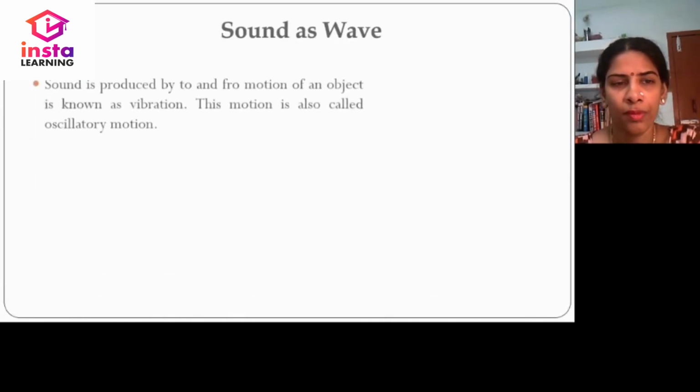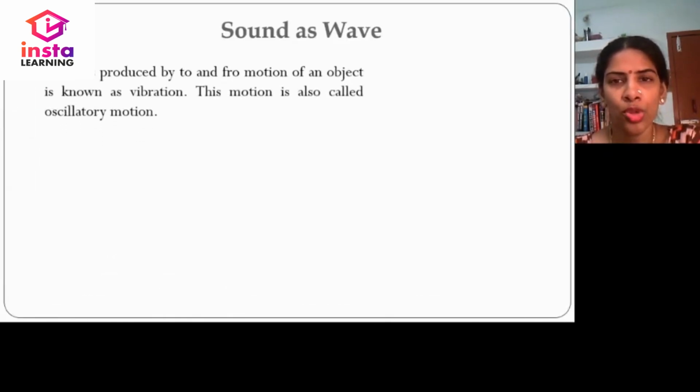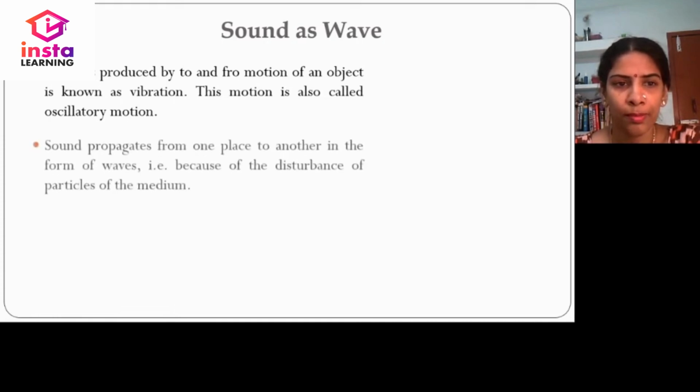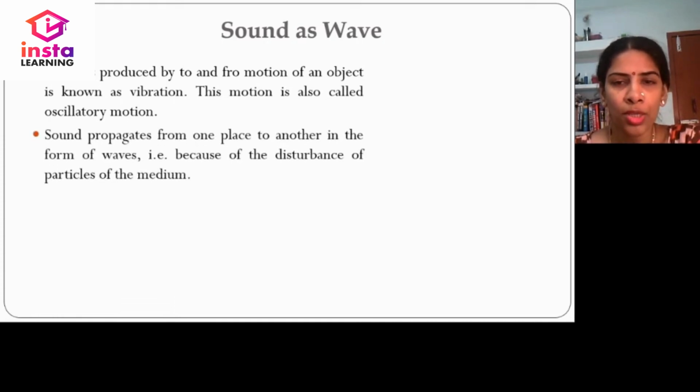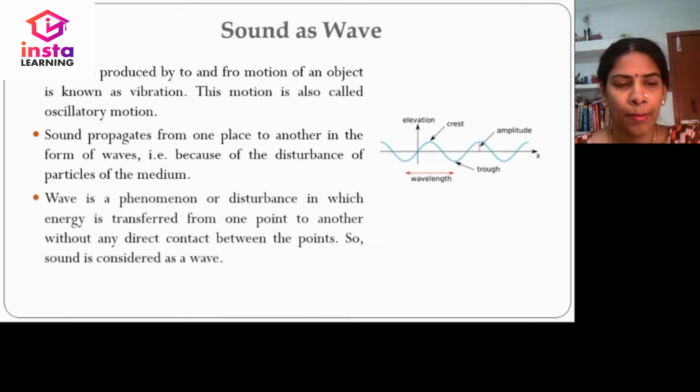Sound as wave. Sound is produced by to and fro motion of an object. It is known as vibration. This motion is called oscillatory motion. Sound propagates from one place to another in the form of waves. This is caused because of the disturbance of the particles of the medium. A wave is a phenomenon or disturbance in which energy is transferred from one point to another without any direct contact between the points. Hence, we can say sound is a wave.